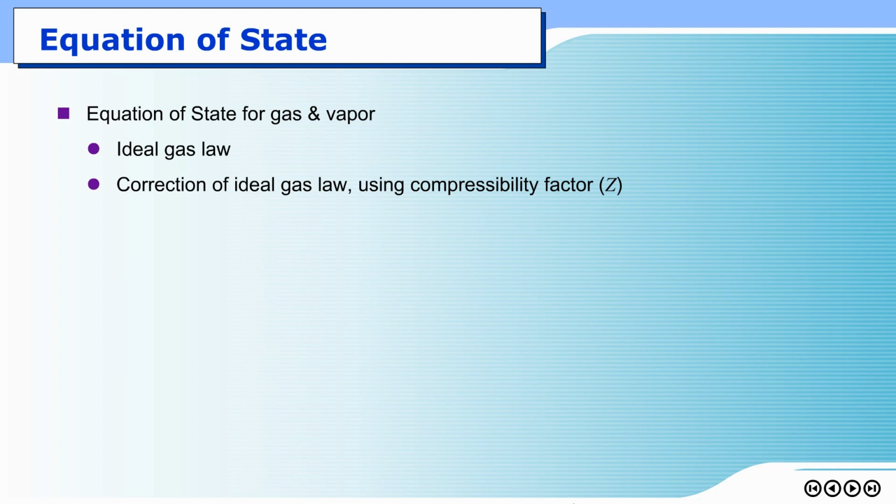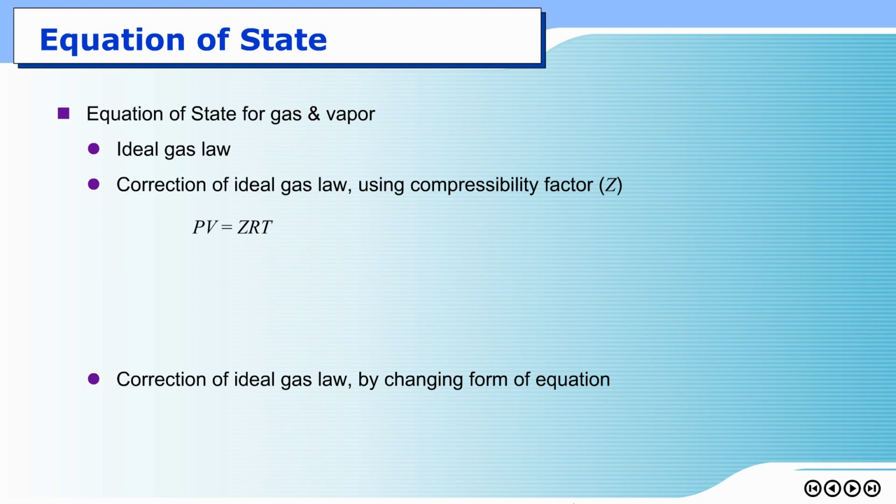Modification can be categorized into two groups. The first group is basically using a correction factor. In this case, it is what we call the compressibility factor. The second way to modify the ideal gas law is basically changing the form of the equation itself. Let me go into a little bit of the detail.